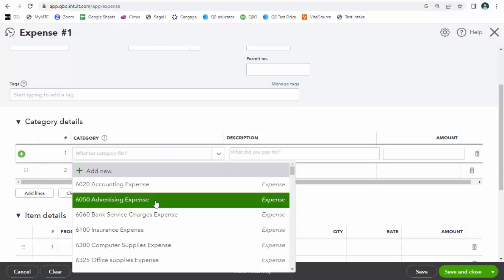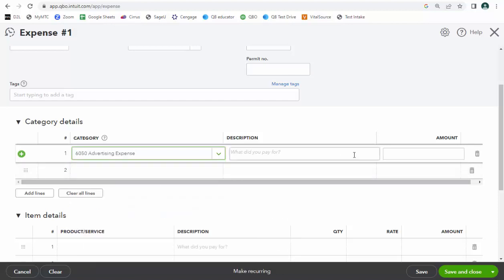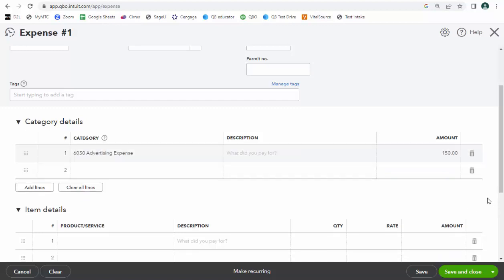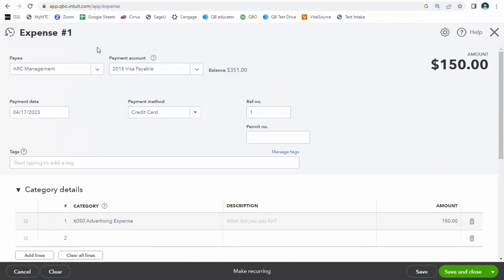So let's suppose we got a bill in for some advertising expense for $150, and the way we paid for that is we got the bill in and immediately we paid with my credit card. So we would want to record that under expense. The transaction that's going to be recorded behind the scenes here is it's going to debit whatever you tell it to down here, advertising expense in this case, and it's going to credit my credit card payable.